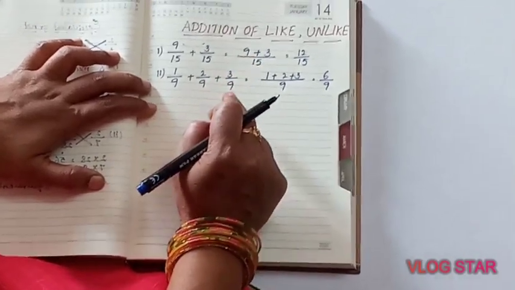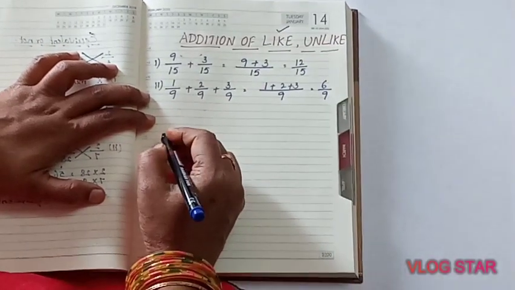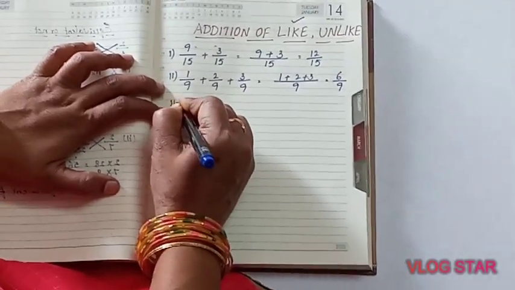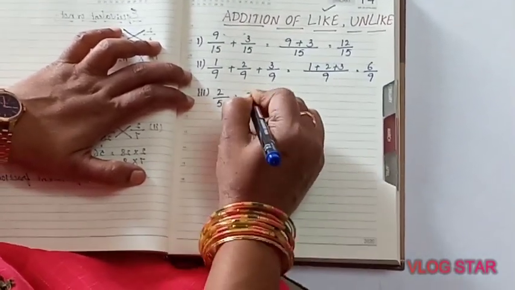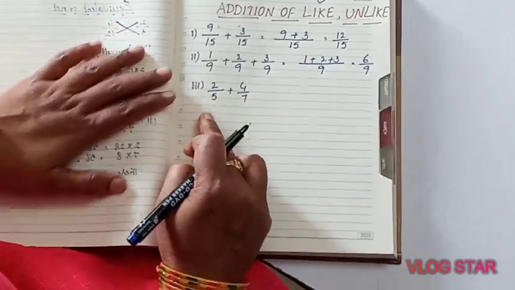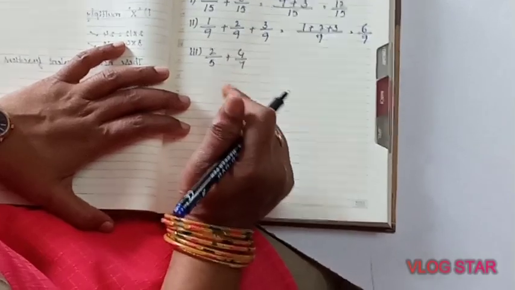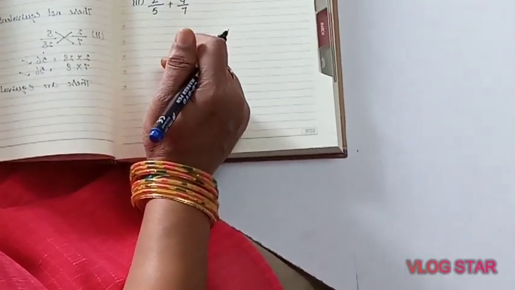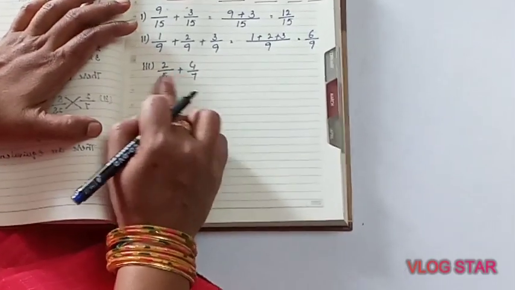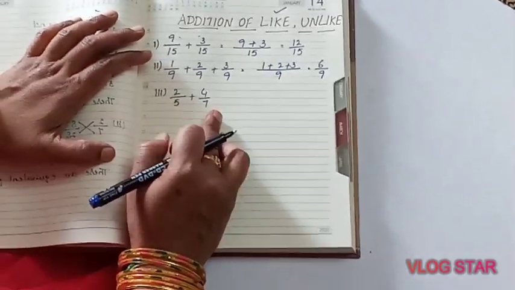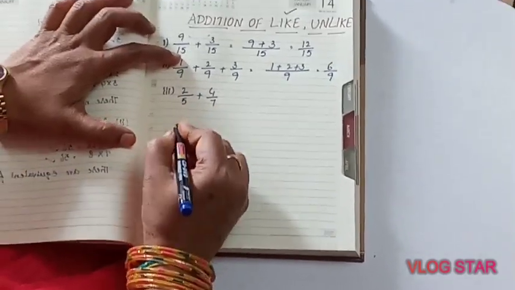You should apply this condition only when the given fractions are like. Now if the given fractions are unlike, what do you need to do? For example, 2 by 5 plus 4 by 7. These are called unlike fractions, because the denominators are different. First you need to make them like. How will you make them like? We have a problem only with the denominators. If we obtain the same number as the denominator, they will automatically become like fractions.